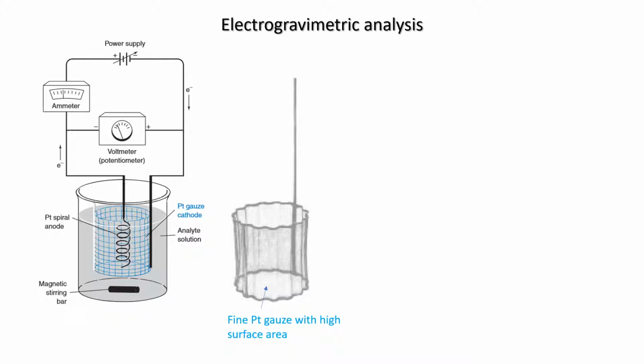The endpoint is determined either by a color change in the solution, or you can lower the electrode slightly for a few minutes to expose some of the bare metal surface and watch to see if any more of the analyte becomes deposited. If it does, you can lower it again a little bit more. If it doesn't, then you know that the supply of analyte in the solution is exhausted.